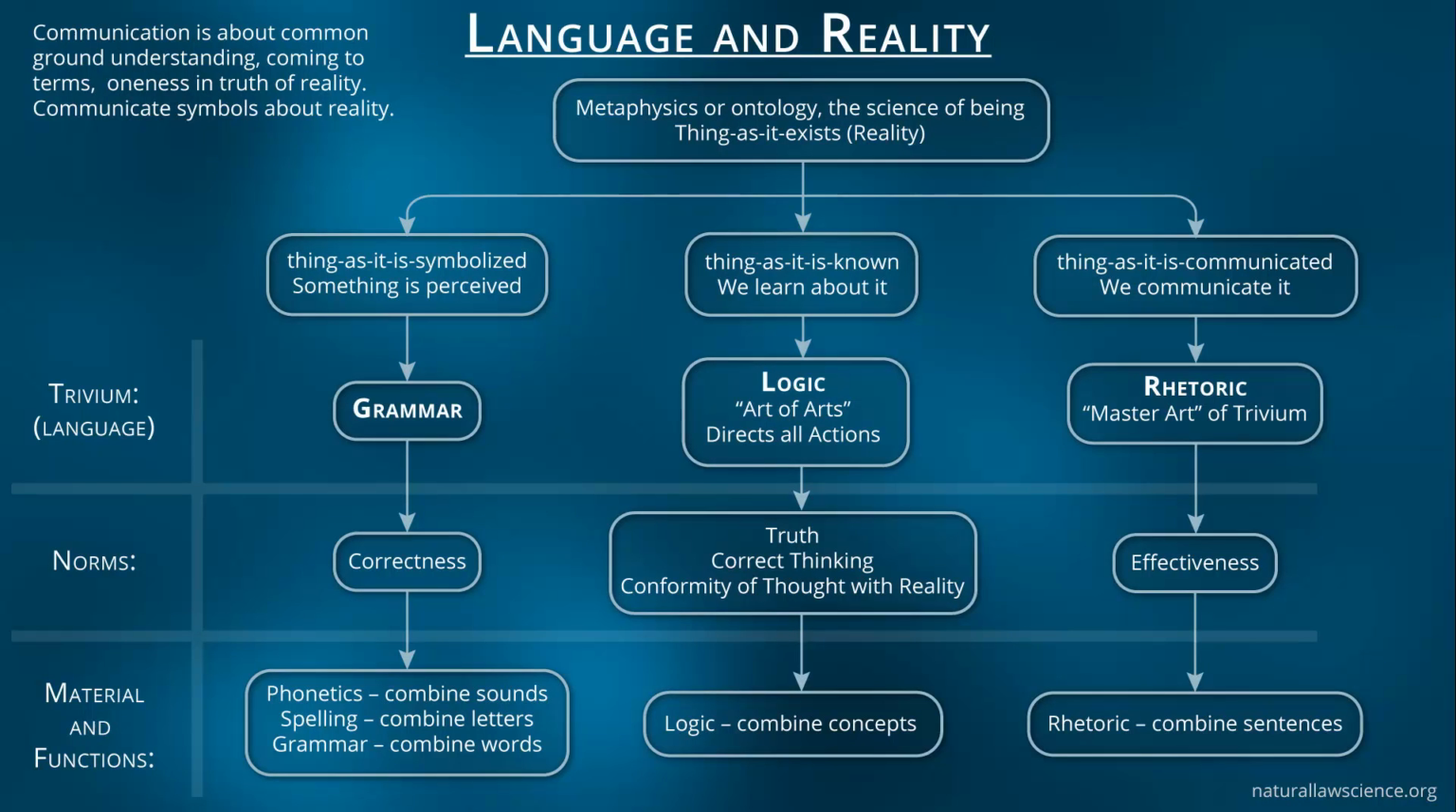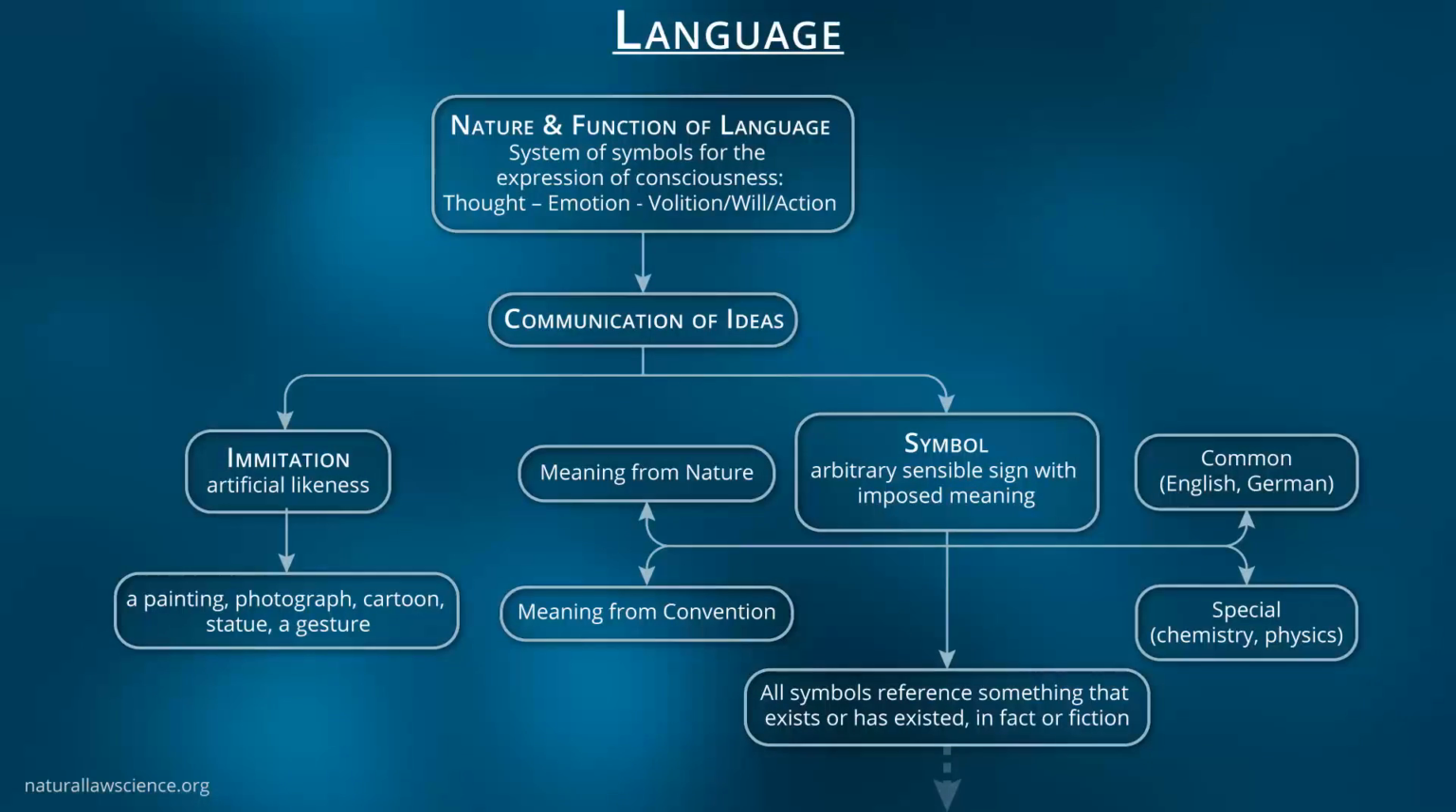Next up is image number 3. So we're continuing from language and reality. So in language, there's a nature and a function of language. It's a system of symbols for the expression of consciousness, thoughts, emotions, and volition, will, or action.